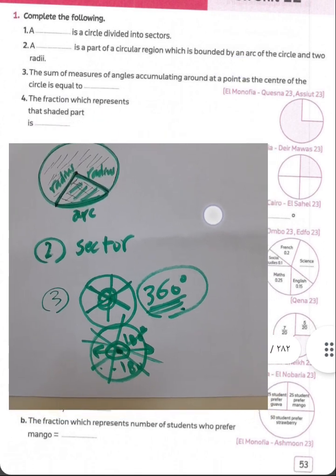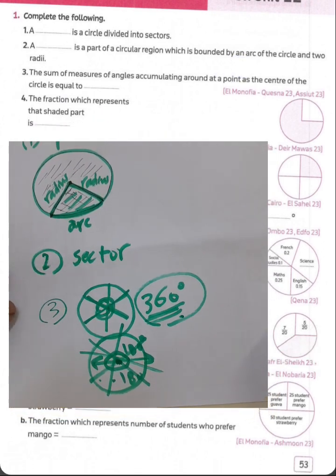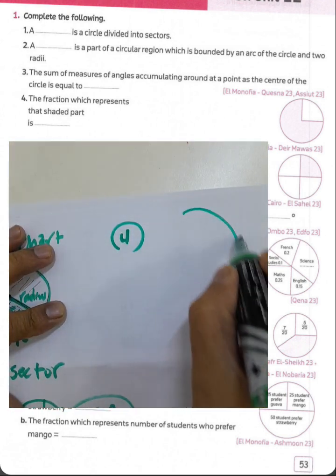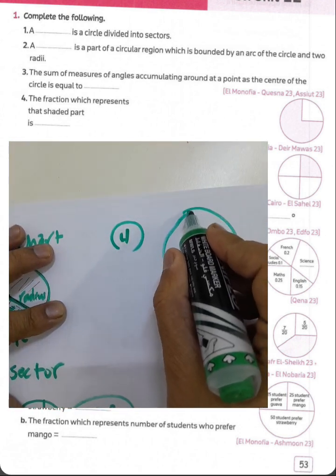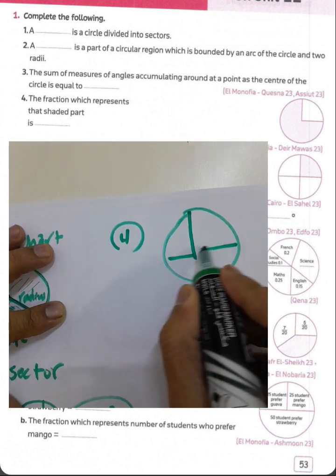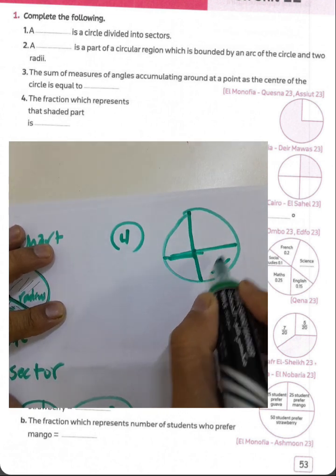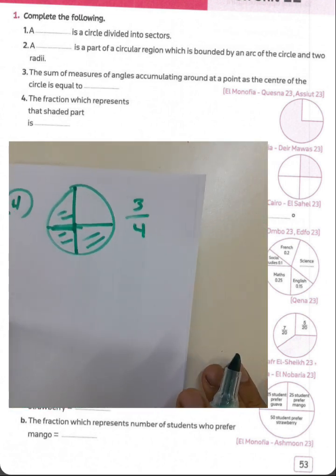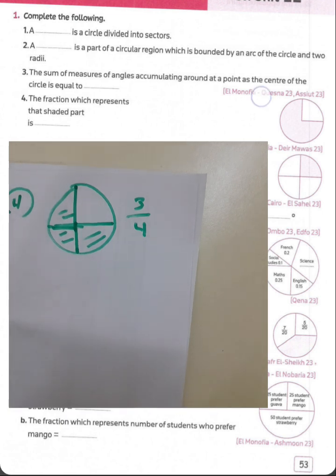Question number 4. The fraction which represents the shaded part here. We have a circle divided into 4 parts. He shaded 3 parts from 4 parts. The result will be the fraction 3 over 4. 3 over 4 is the fraction which represents the shaded part.